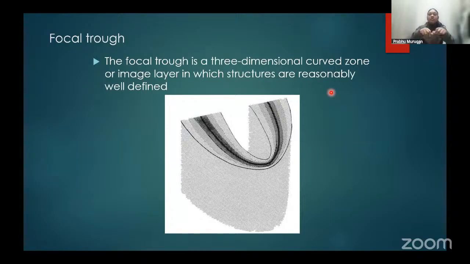So this is the three-dimensional curved zone, or an image layer, in which the structures are reasonably well defined. Beyond this image layer, the image can be elongated, foreshortened, or blurred out. So this focal trough is like the focusing region.